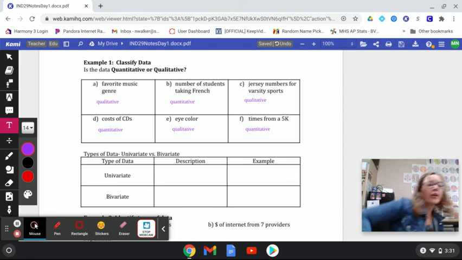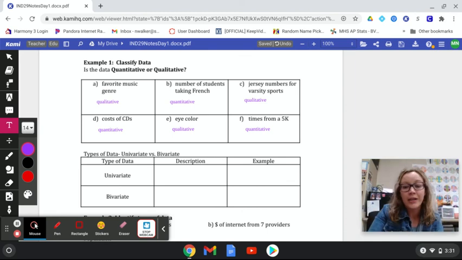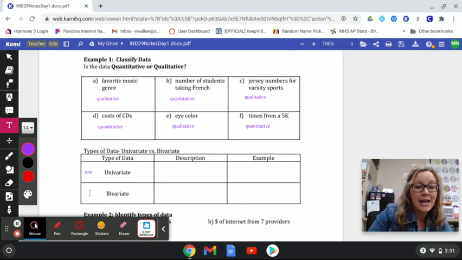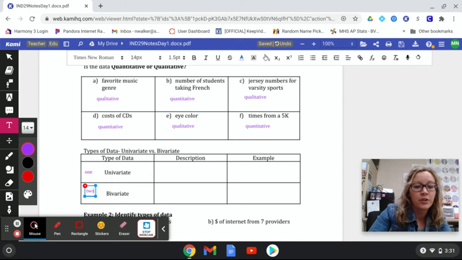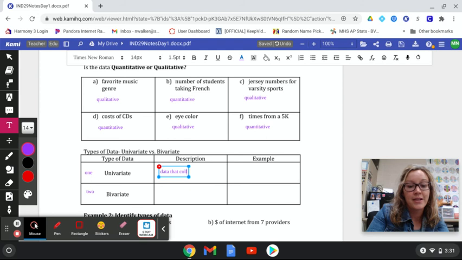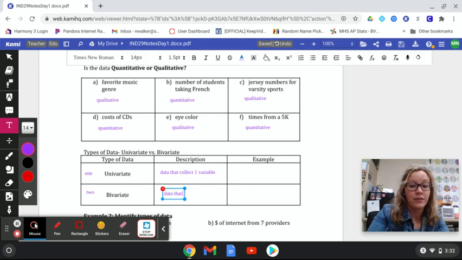So that is the first thing that we are going to go through. You want to be able to tell me the type of data that you are collecting from someone. Now, this data can either be univariate or bivariate. And I hope you know from English that uni means one, bi is a prefix that means two. So univariate is data that collects one variable, one thing. All right, bivariate is data that collects two variables.